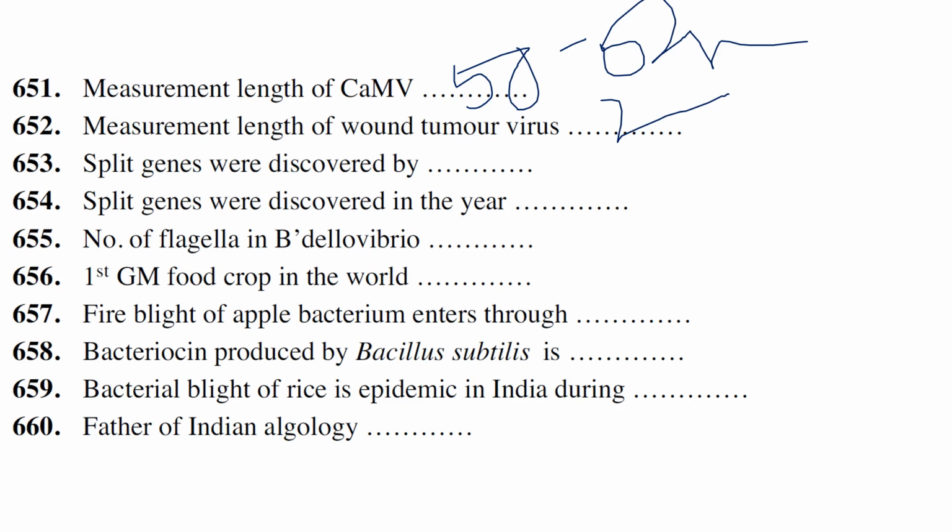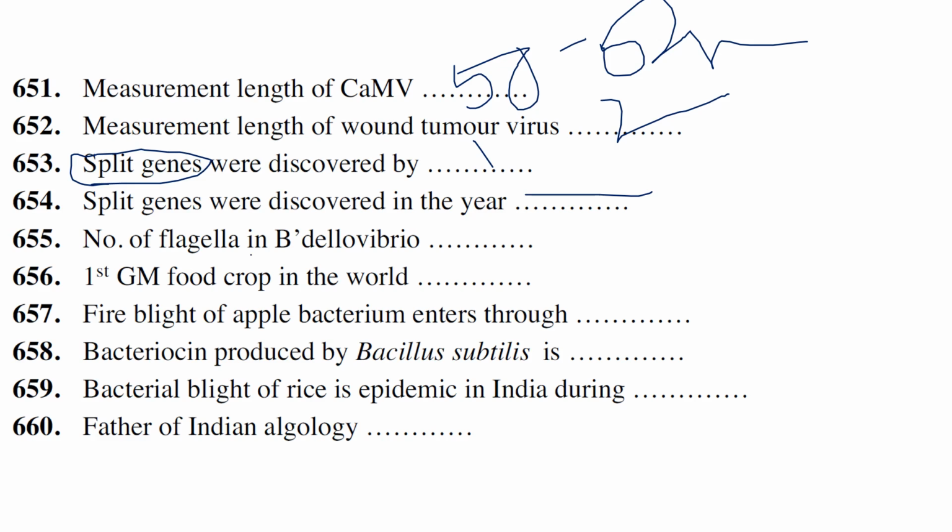Split gene concept was given by Richard Roberts and Philip A. Sharp. I repeat, Roberts and Sharp. Split gene was first discovered in the year 1977. Metalaxyl was also discovered in 1977 only. Okay, split genes were discovered in 1977, right?